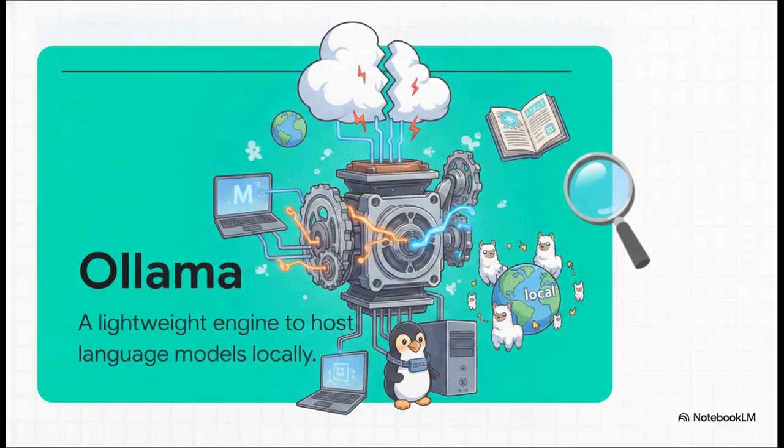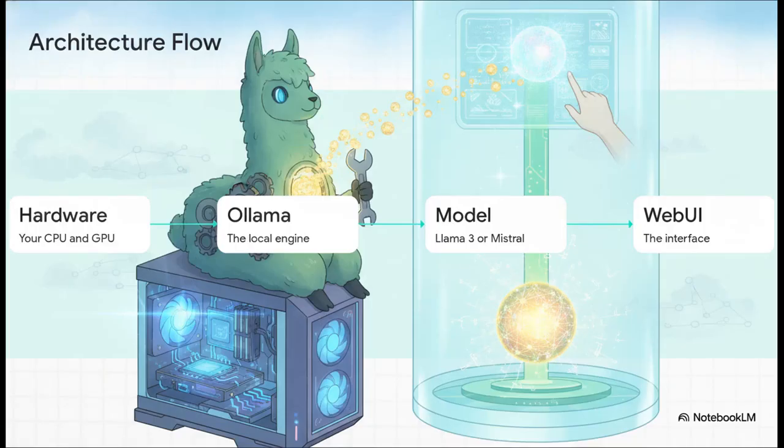Enter Ollama. It's this fantastic, super lightweight tool. You can think of it basically as the engine block that makes running massive open-source language models like Meta's Llama 3 or Mistral incredibly easy. And it runs directly on your local operating system, so whether you're on Mac, Windows, or Linux, you're good to go. Now, the crucial thing here is understanding how this architecture actually works together.